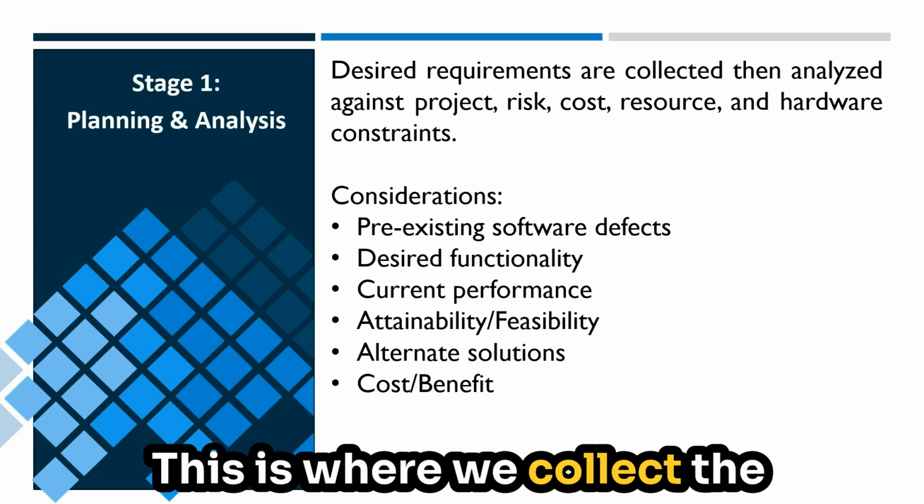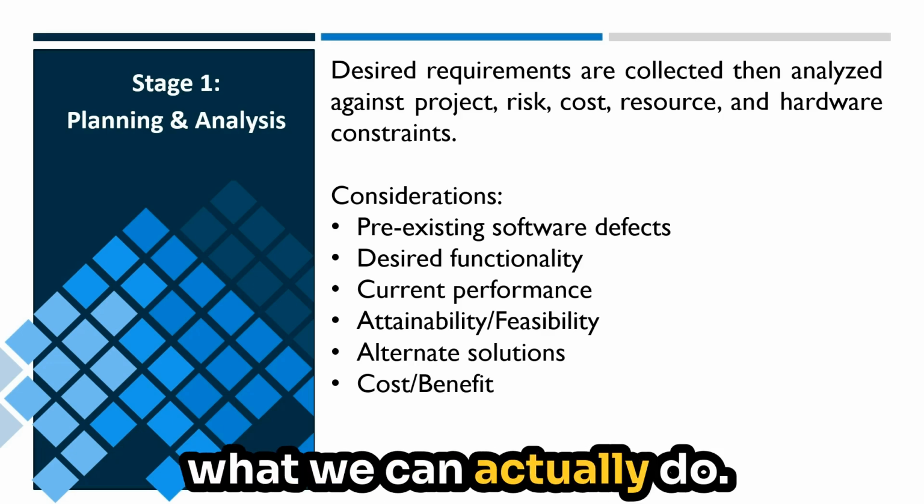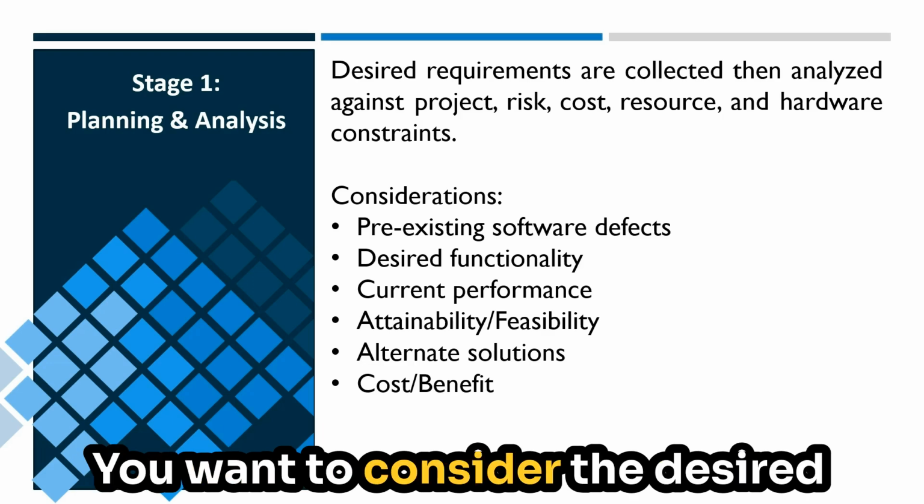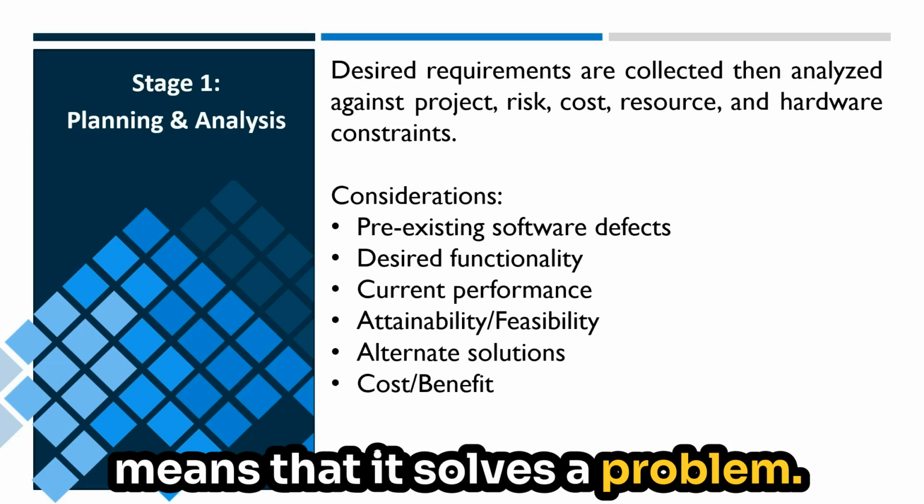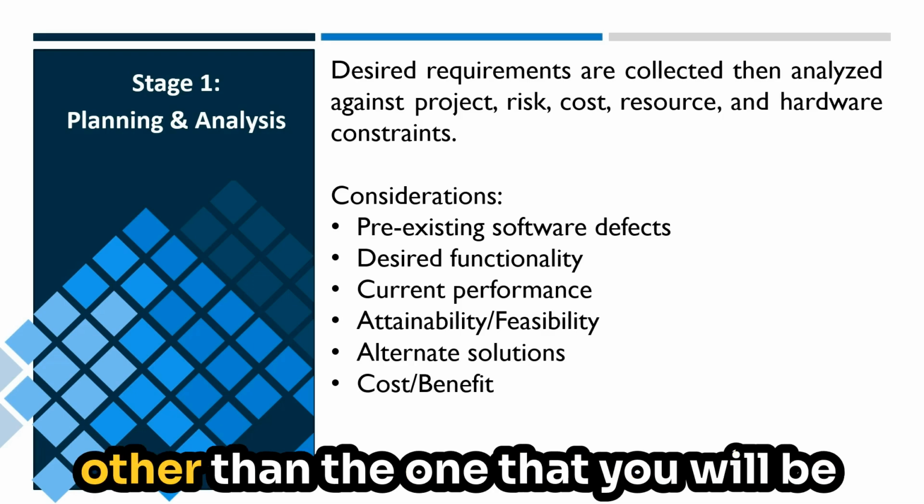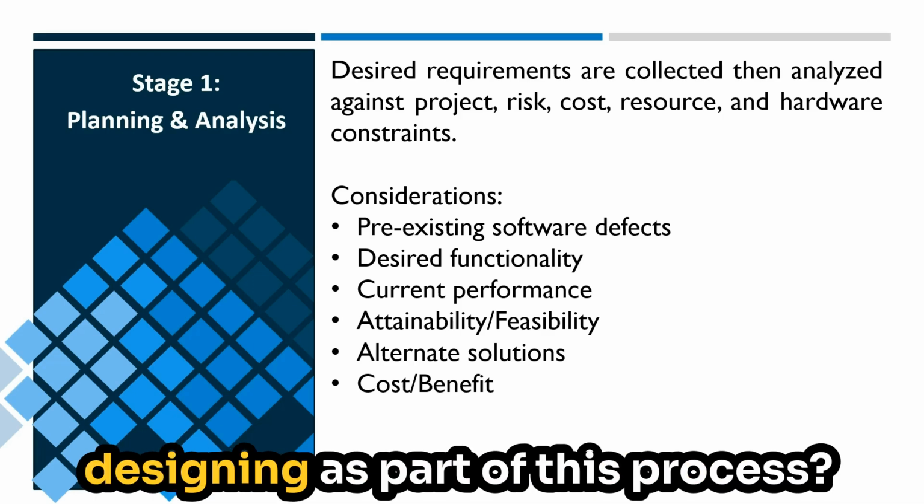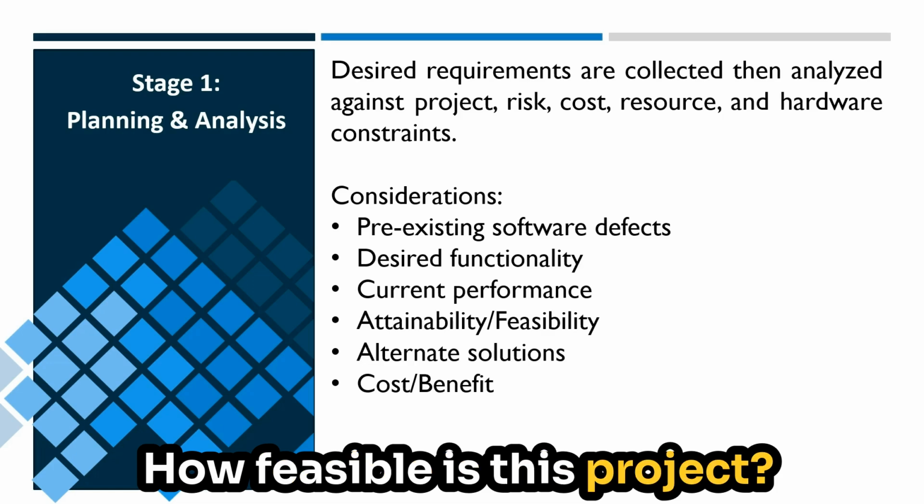This is where we collect the desired requirements and then analyze them against what we can actually do. You want to consider the desired functionality of your system, which means that it solves a problem. What is your problem? What are the alternate solutions other than the one that you will be designing as part of this process? What's your cost benefit analysis? How feasible is this project?